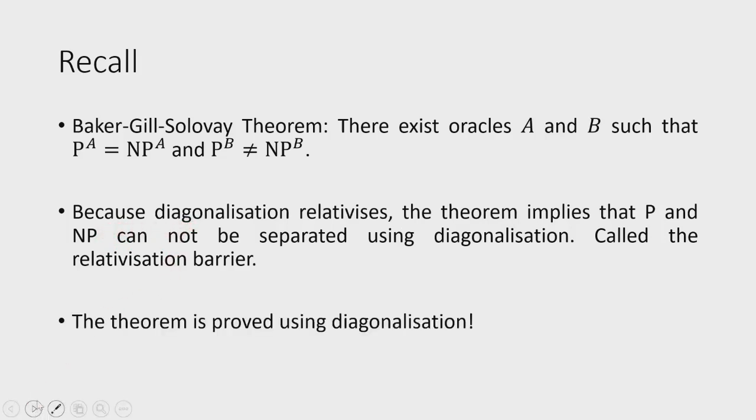So the Baker-Gill-Solovay theorem gives you a weakness of diagonalization. But the interesting thing is its proof is also using diagonalization. So basically, you are using diagonalization to show that diagonalization is not strong enough. That's interesting.